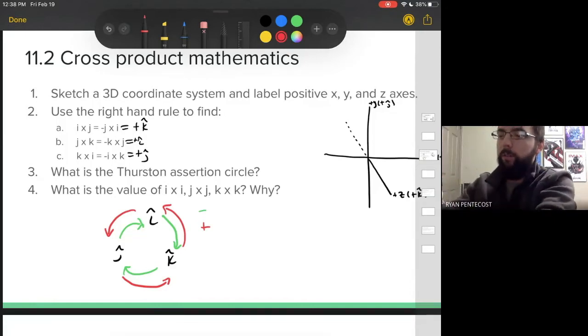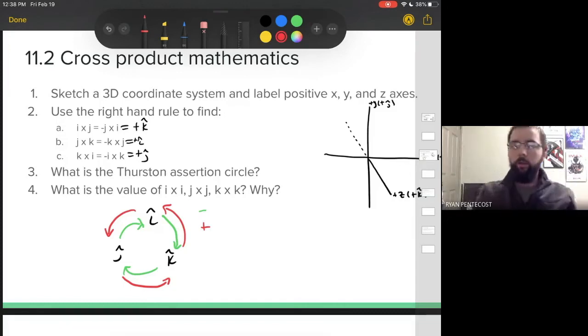So if you have i cross j, you get k in the red, right? Then you have j cross k, you get i in the red. Then k cross i, you get j in the red, right? Then green going backwards, you would have i cross k is negative j, k cross j is negative i, and j cross i is negative k. I like that version better because it keeps counterclockwise as positive. So I'm actually going to redo that for my curriculum, and that was a good idea.